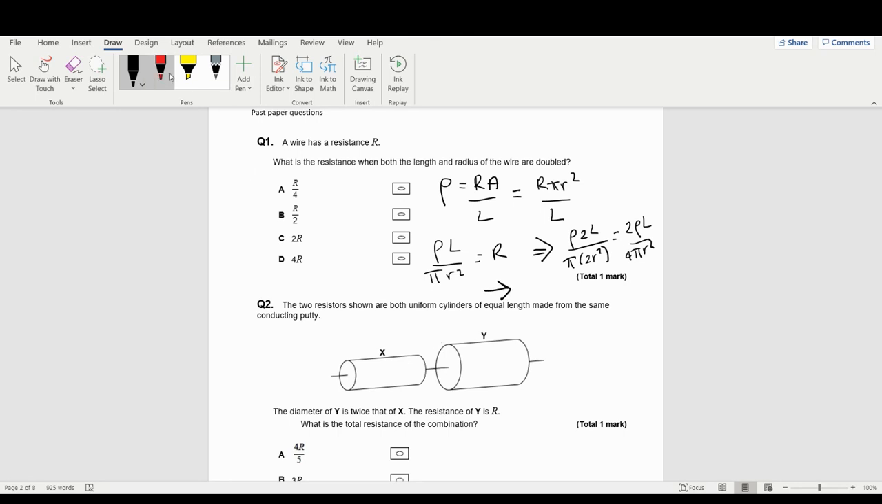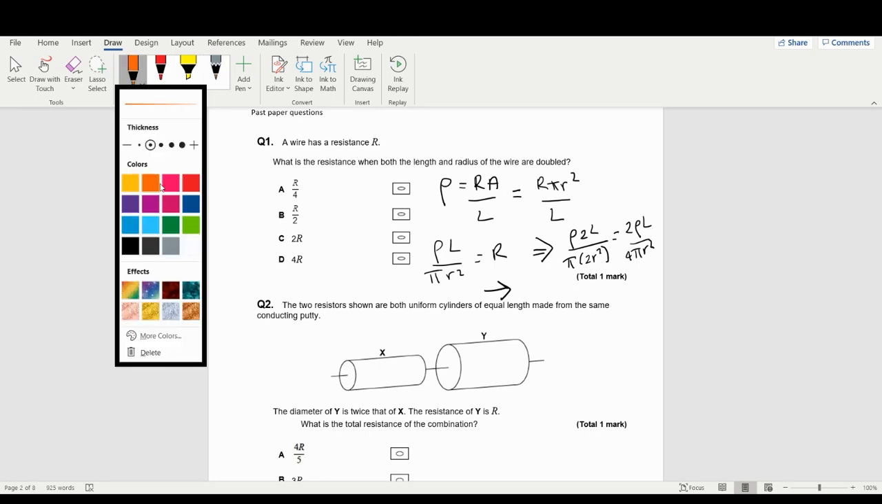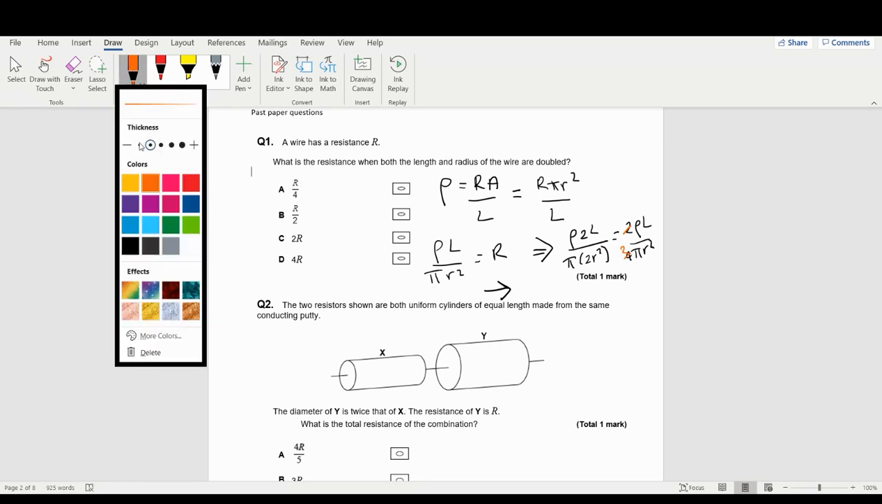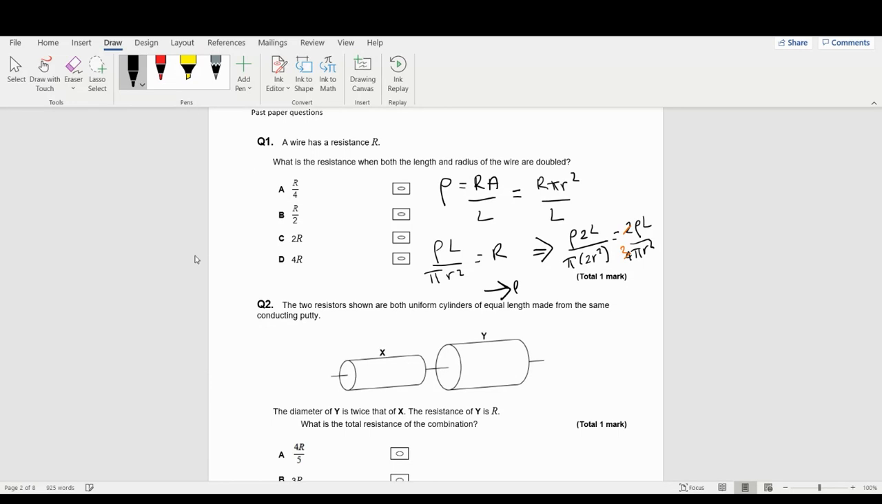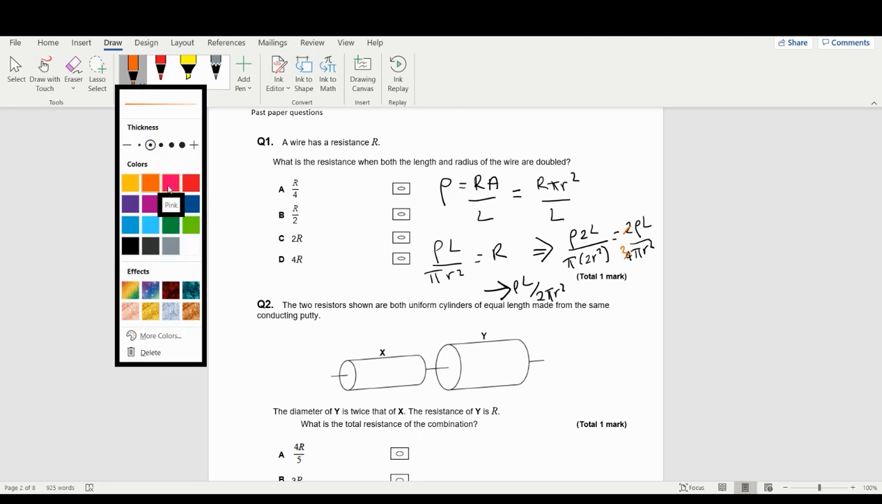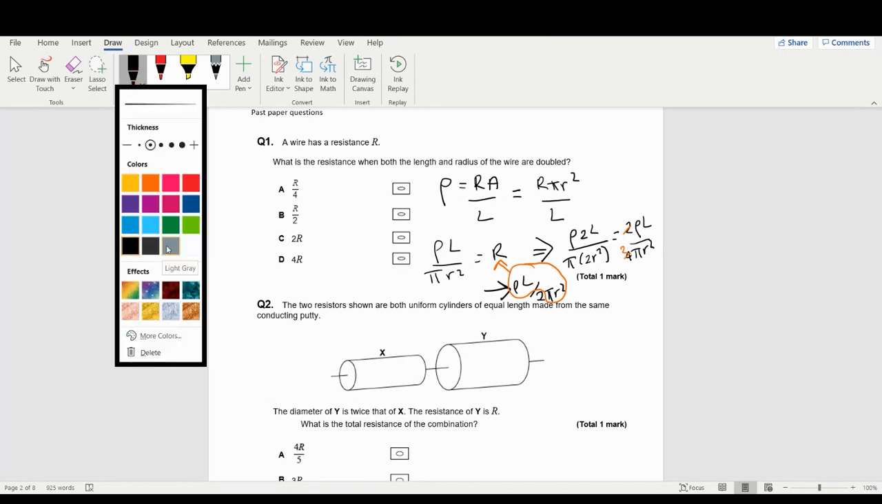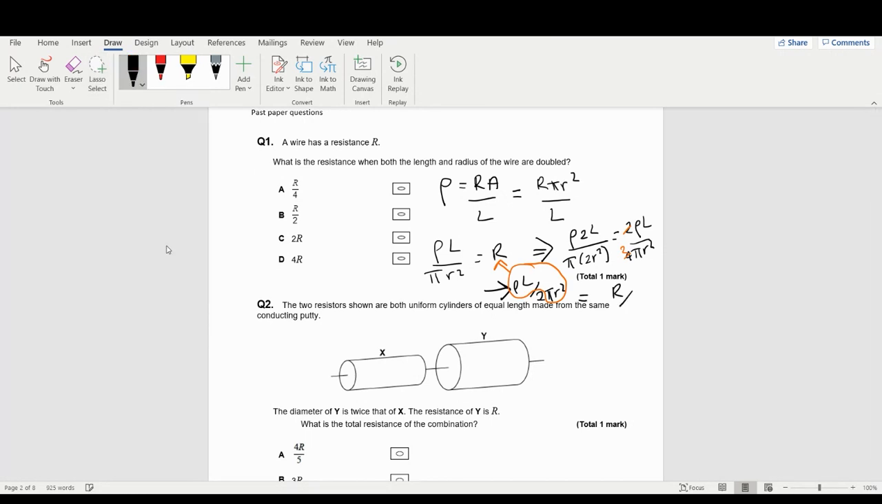So things will start cancelling, okay? What happens is, this 2 and that will change to a 2. So I've ended up with rho L over 2 pi R squared. And this section here is R. Okay, so now I've ended up with R divided by 2, which is B here.